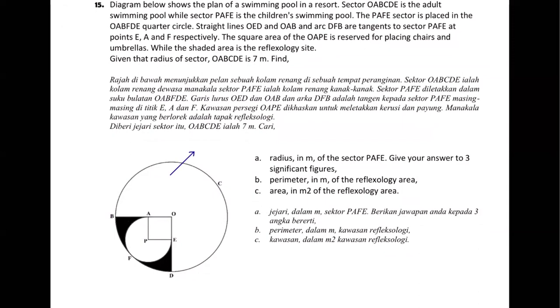I put the word adults, easy for you to understand. Okay, this is the adult swimming pool, right? And then PAFE, sorry, is a children's swimming pool. So this is for children. And then what else do they give you here?